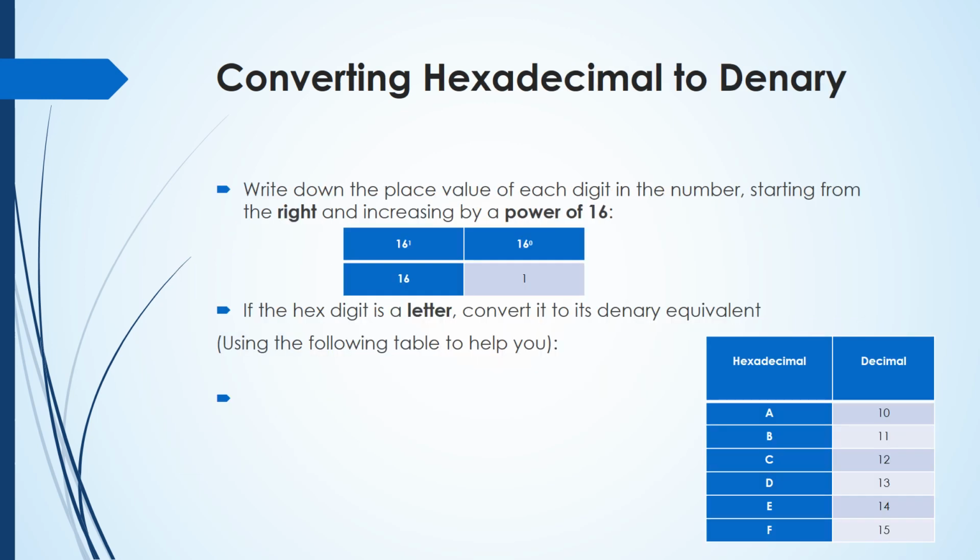Converting hexadecimal to denary. Write down the place value of each digit in the number, starting from the right and increasing by the power of 16. If the hex digit is a letter, convert it to its denary equivalent. And the denary equivalents are given here. A represents 10, B represents 11, C represents 12, and so on.